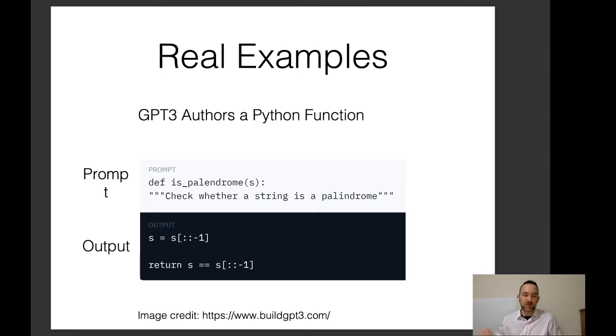Another example from this website, buildgpt3.com, is generating a Python function. So you take the input and you say def is palindrome, and you give a docstring, check whether the string is a palindrome, and it actually outputs something like this. And this is most likely because it was trained on lots of Python code as well, and there are is palindrome functions in the Python code that it was trained on, so it's able to effectively reproduce this. And it can even move beyond just memorizing and generalize to some extent.